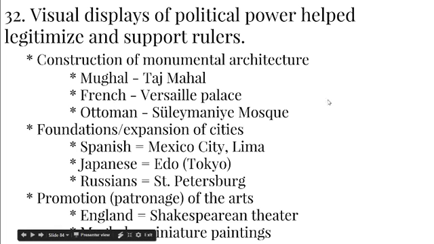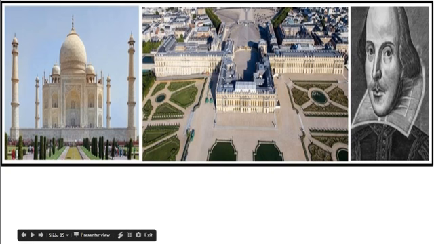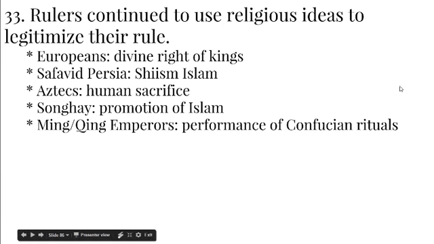Also showing off that you're patronizing the arts. So Queen Elizabeth of England was a very big supporter of Shakespeare. The Mughals painted a whole bunch of miniature paintings. So that's another way as well. So here we see Versailles, here we see the Taj Mahal, and there you have Shakespeare. All right. So that's one way rulers legitimize it.